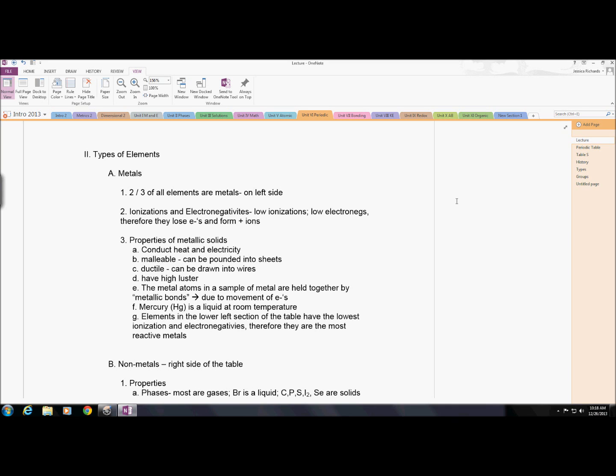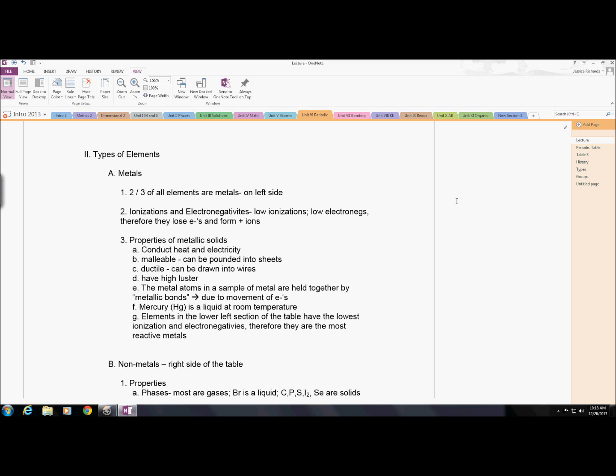Ductile is very similar to malleable, except it specifically refers to being drawn out into wires. Remember that the most malleable and most ductile metal is gold. Gold has a high amount of malleability. The metal with the highest amount of luster typically is pure silver.